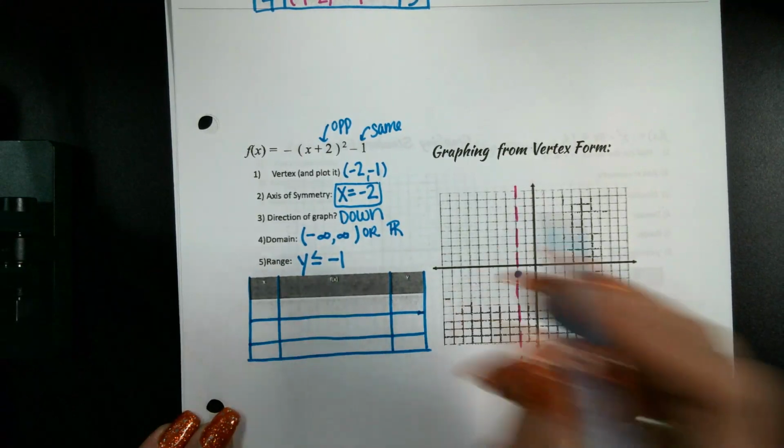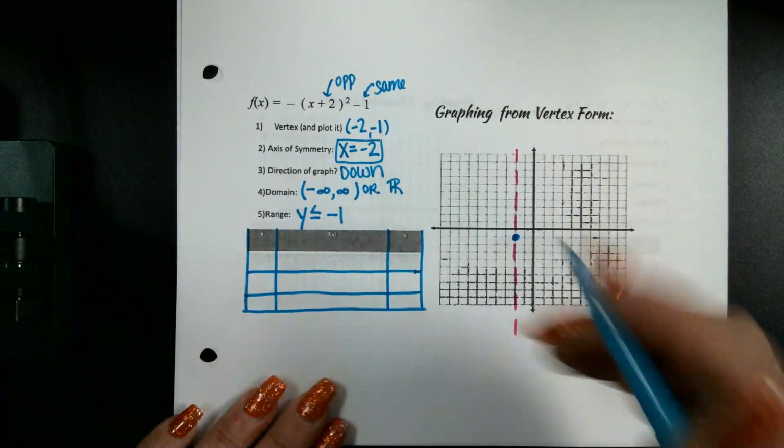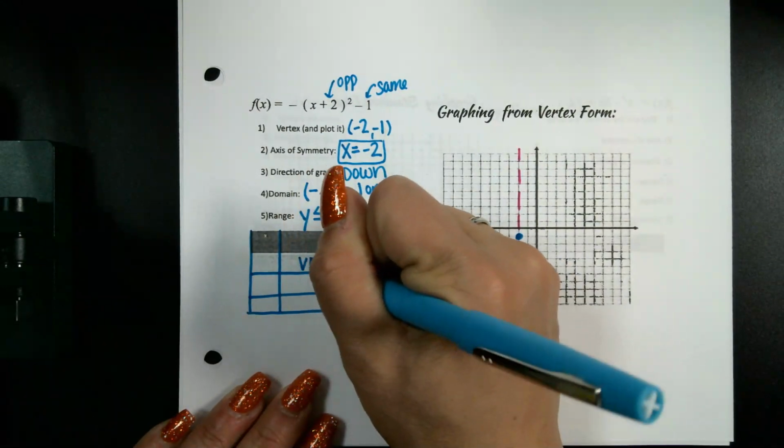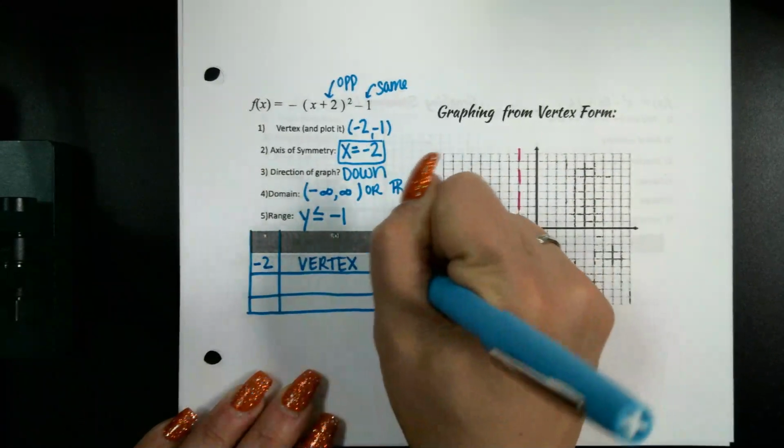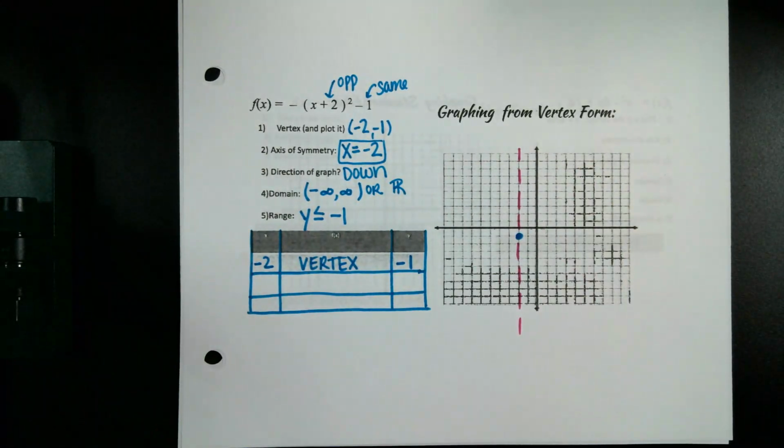Okay, so you guys can go ahead and in this table down here, let's put our vertex, which was -2, -1, in that top row. You don't have to write out all the work for the vertex because we already know what it is.